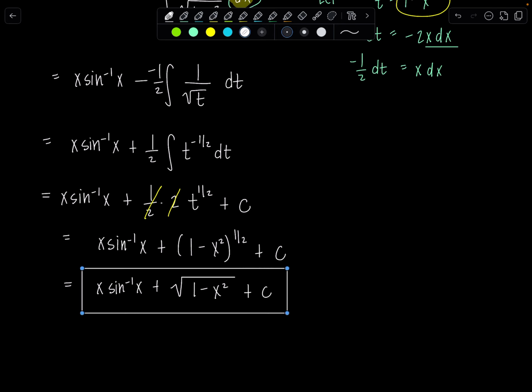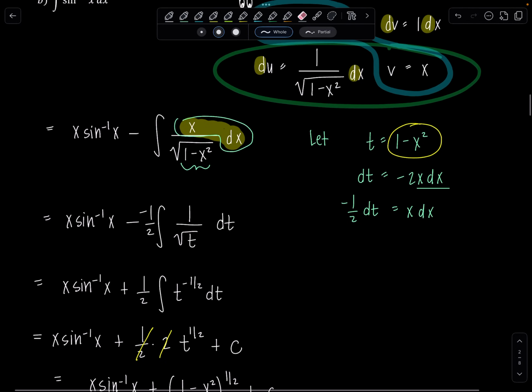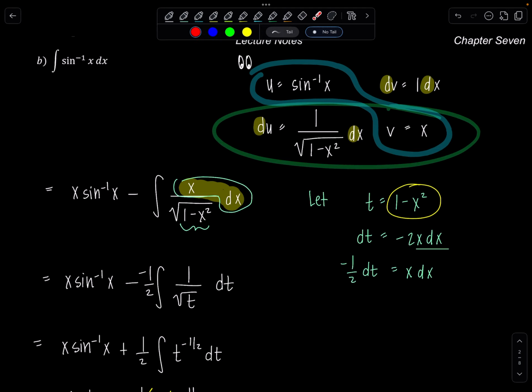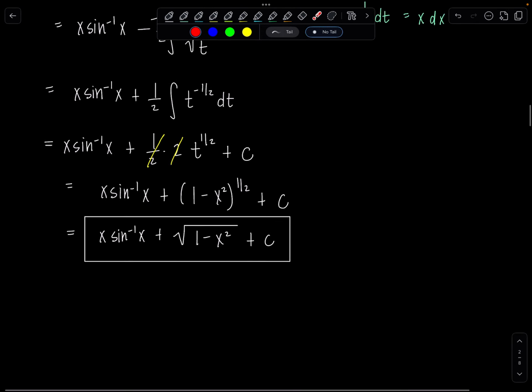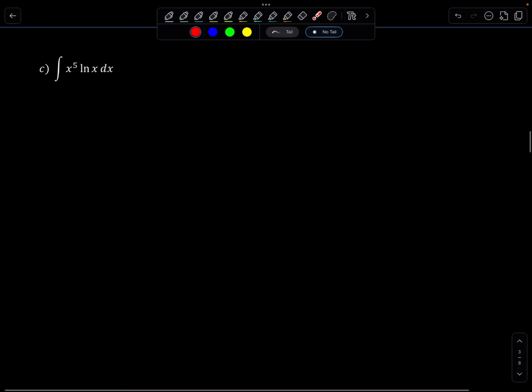That's a classic problem. That's classic. And I would recommend you practice again. Try cosine inverse and tan inverse of x. Okay, same idea. Okay, here's another one. Integral of x to the 5th times natural log of x dx.